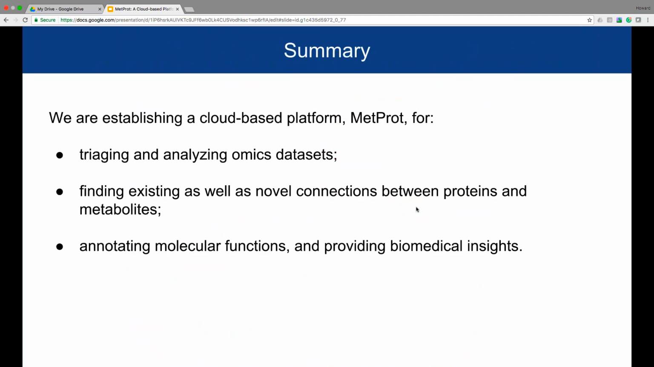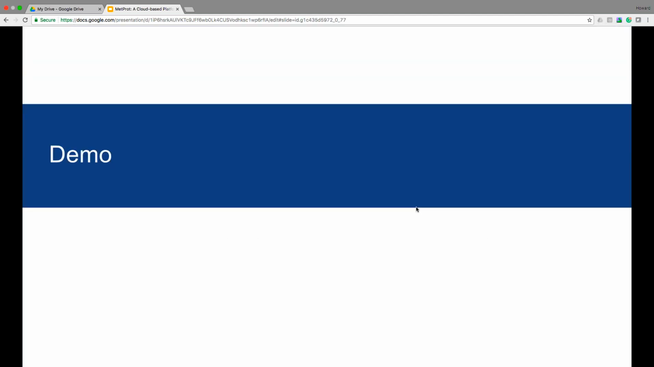So in summary, we are establishing a cloud-based platform called MetProt for triaging and analyzing omics data sets, finding existing as well as novel connections between proteins and metabolites, annotating molecular functions, and providing biomedical insights. I will give you a very quick demo about AIM-1.